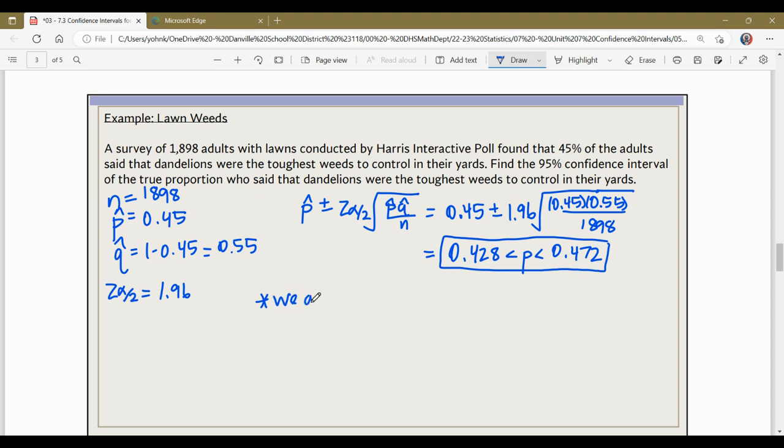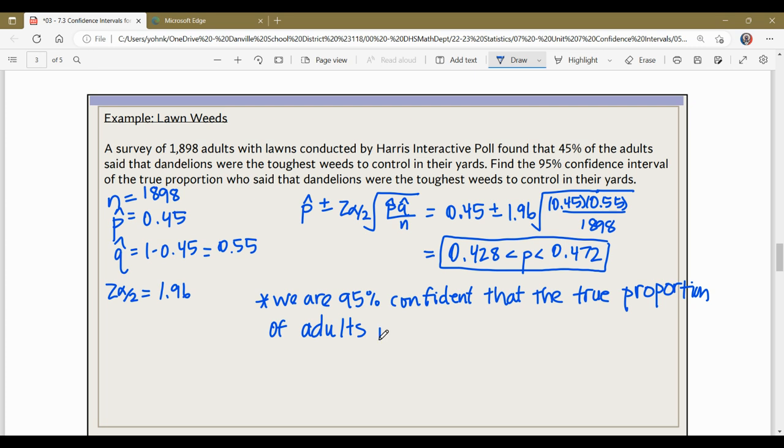So we are 95% confident that the true proportion of adults is between 0.428 and 0.472. So again, I'm not going to be able to say exactly what it is, but I can certainly estimate it with 95% confidence.